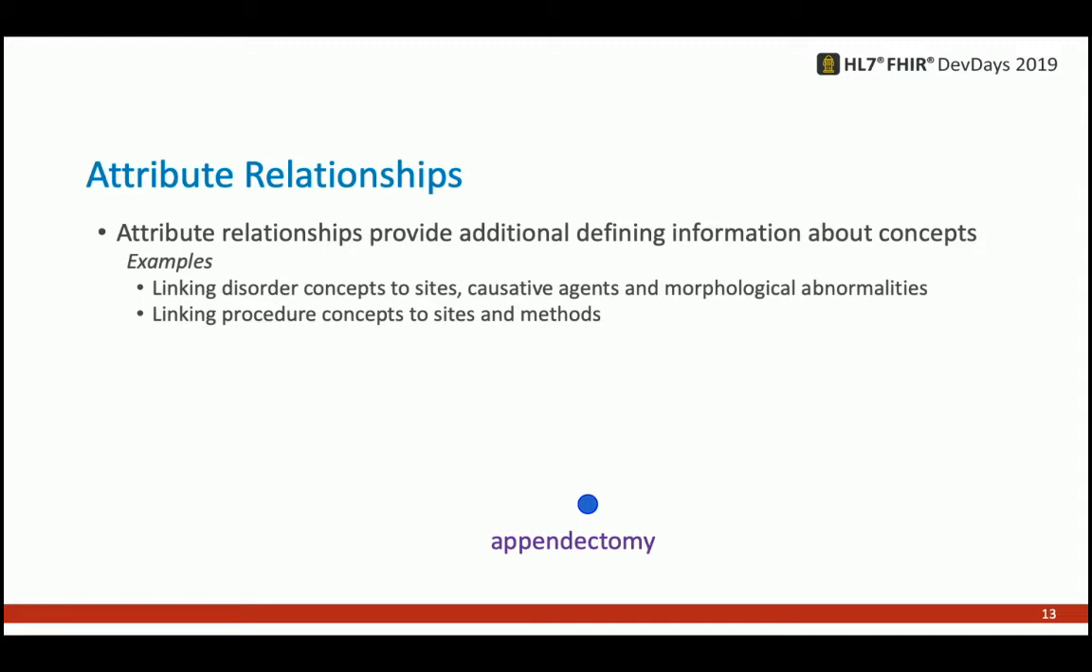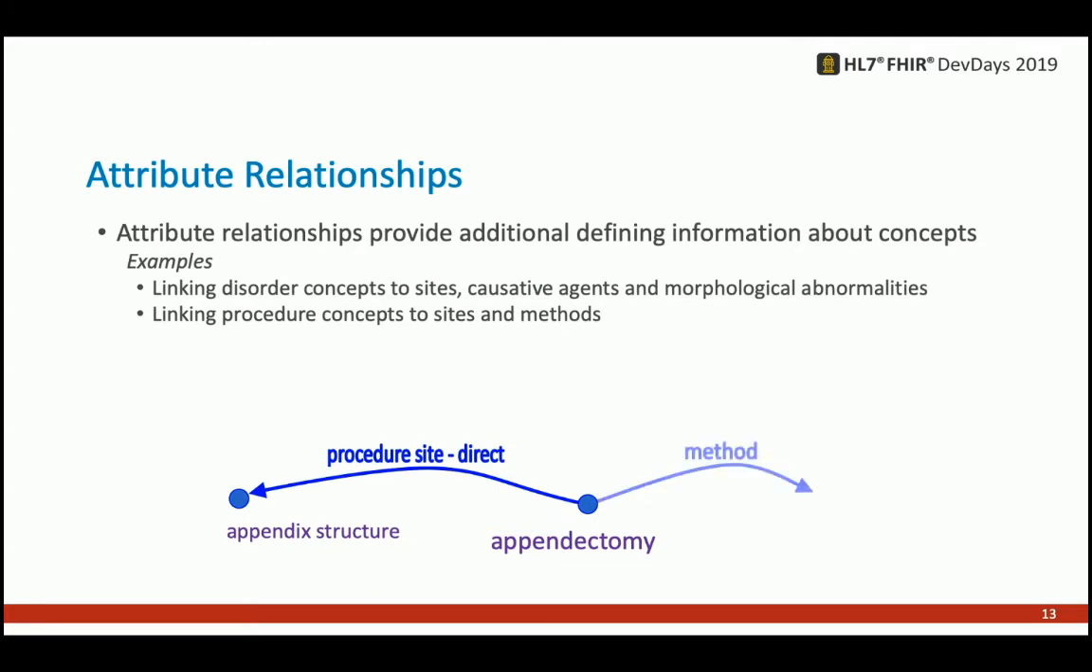So attribute relationships, we call them relationships, but they're just almost side relationships, attributes. Appendectomy here, for example, it has a procedure site on the appendix structure, like we just showed, but it is an excision. So we now start to see that this single concept has an attribute of appendix structure procedure site, and the method is excision. Again, I start to be able to machine this and understand what I'm looking at.